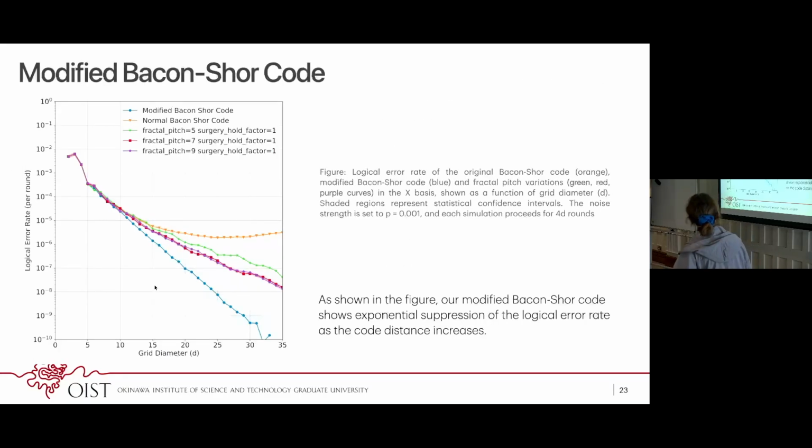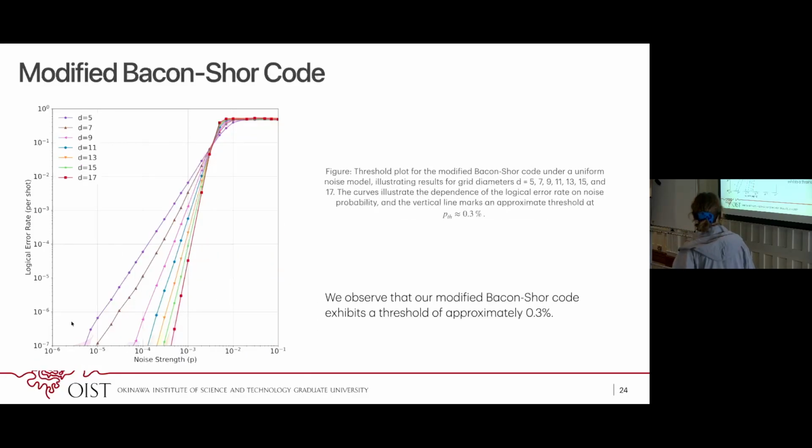So here is the result of a numeric simulation. This plot shows the logical error rate for different grid sizes, and the blue curve is the simulation result we got for our modified Baking shell code. As you can see here, it clearly shows exponential suppression of the logical error rate with the increase of the grid size. And this is the result from the construction from the Bacon-Shor threshold, which also shows improvement compared to the original Baking shell code. The performance was affected by the large stabilizers in the code.